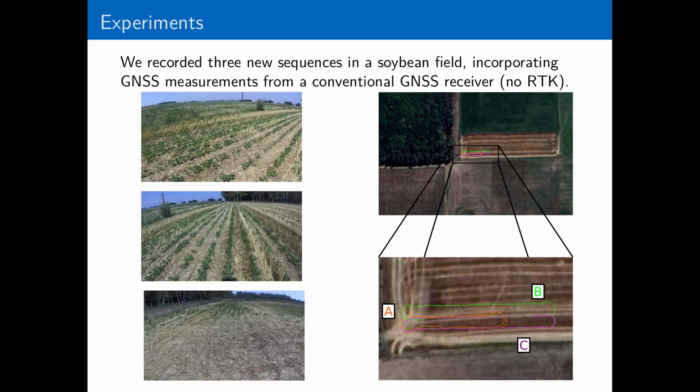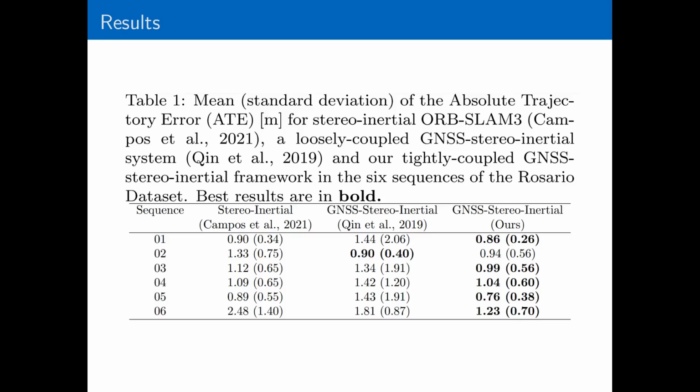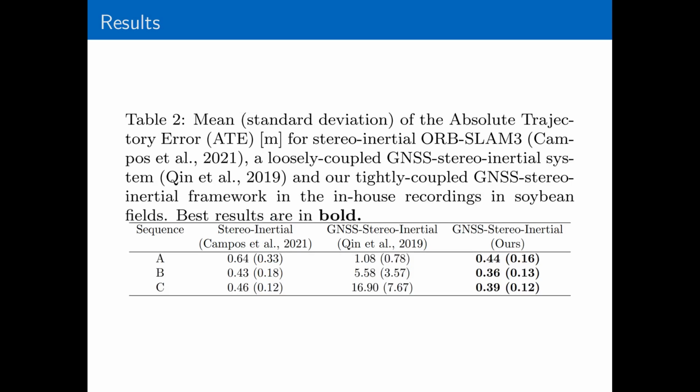Through these evaluations, we gained valuable insights into the robustness and reliability of our navigation system, further validating its effectiveness in various agricultural environments. In our evaluation, we directly compare our system to 2 state-of-the-art systems, visual-inertial ORB-SLAM3 and a loosely coupled fusion system called Beans Fusion. The results clearly demonstrate that our system surpasses the performance of both systems.